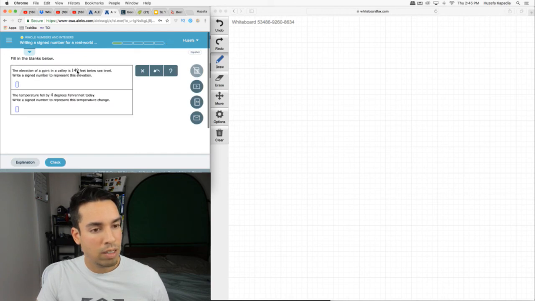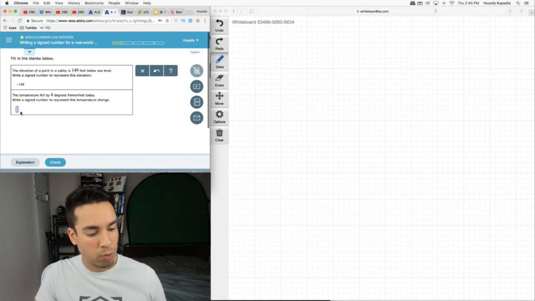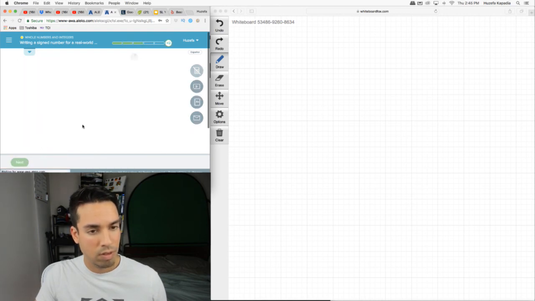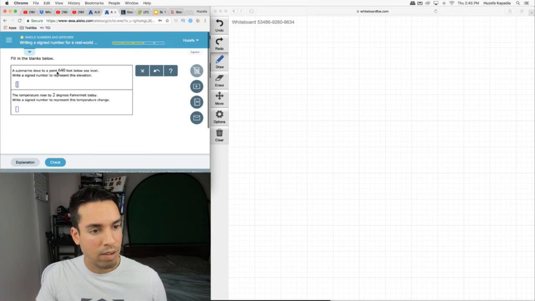The elevation of a point is 149 feet below sea level. So this represents the elevation. This is below something, some reference point, so we say negative. Temperature fell by 4 degrees, it went down. It reduced, again a negative sign. Last but not least, a dive to a point 640 feet below sea level. Let's use a negative there. Temperature rose. If it goes up, that's a positive change.